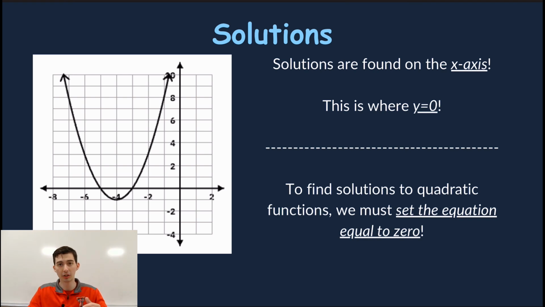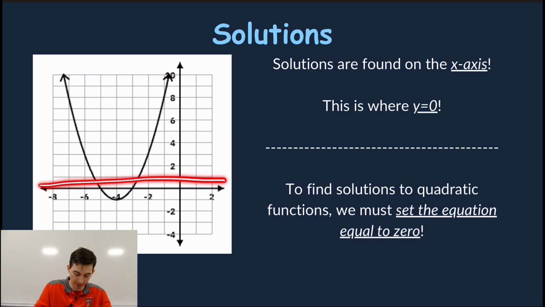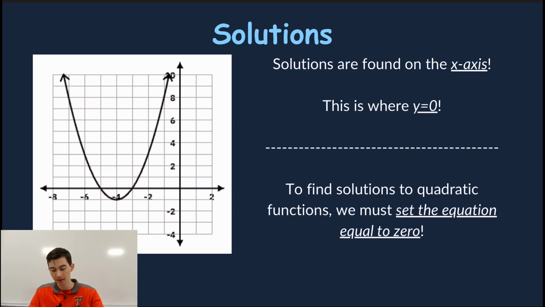When we're dealing with quadratics, solutions are always found on the x-axis. So right here's my x-axis. And I see that this quadratic is going to cross at this point, which would be -5, and this point would be -3. And so our solutions are always found on the x-axis. The equation of my x-axis is y equals 0. And so to find solutions of quadratics, we need to set the equation equal to 0, and then we will be able to solve that.